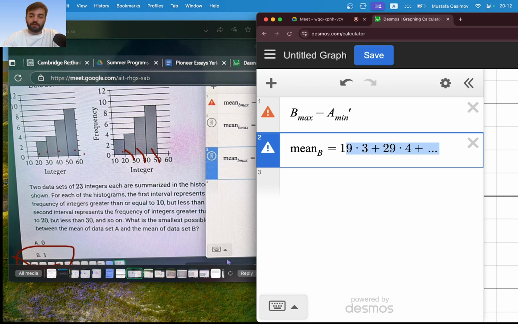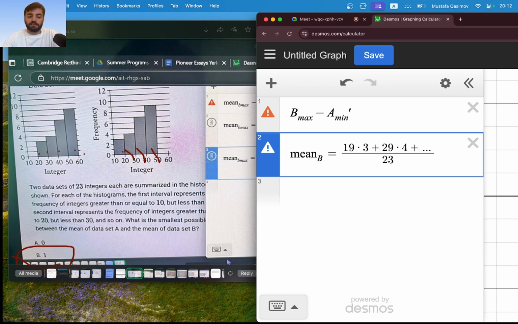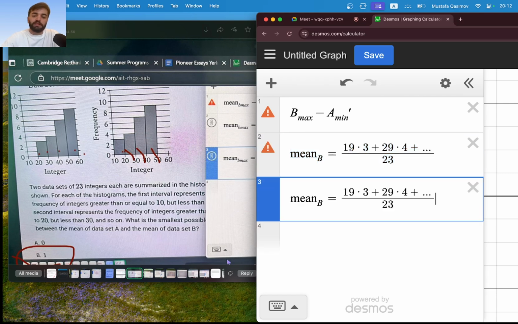Then let's divide it by the sum, 23, and let's do the same thing for mean A. For mean A, what's the minimum value here? 20, right? So it is 20, it is 30, and you can see there is only one unit of difference between them, and the answer will be automatically 1. Okay? Okay, let's continue.